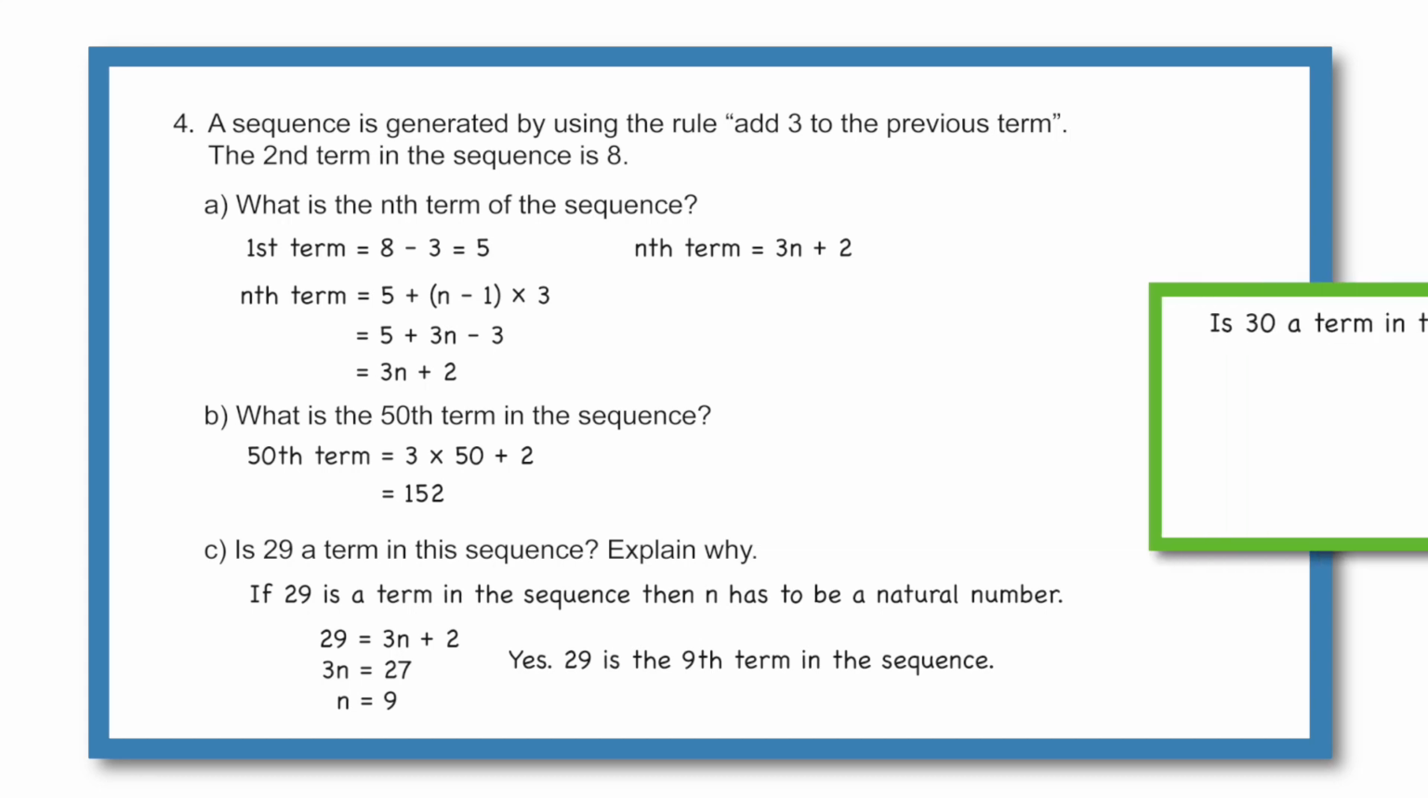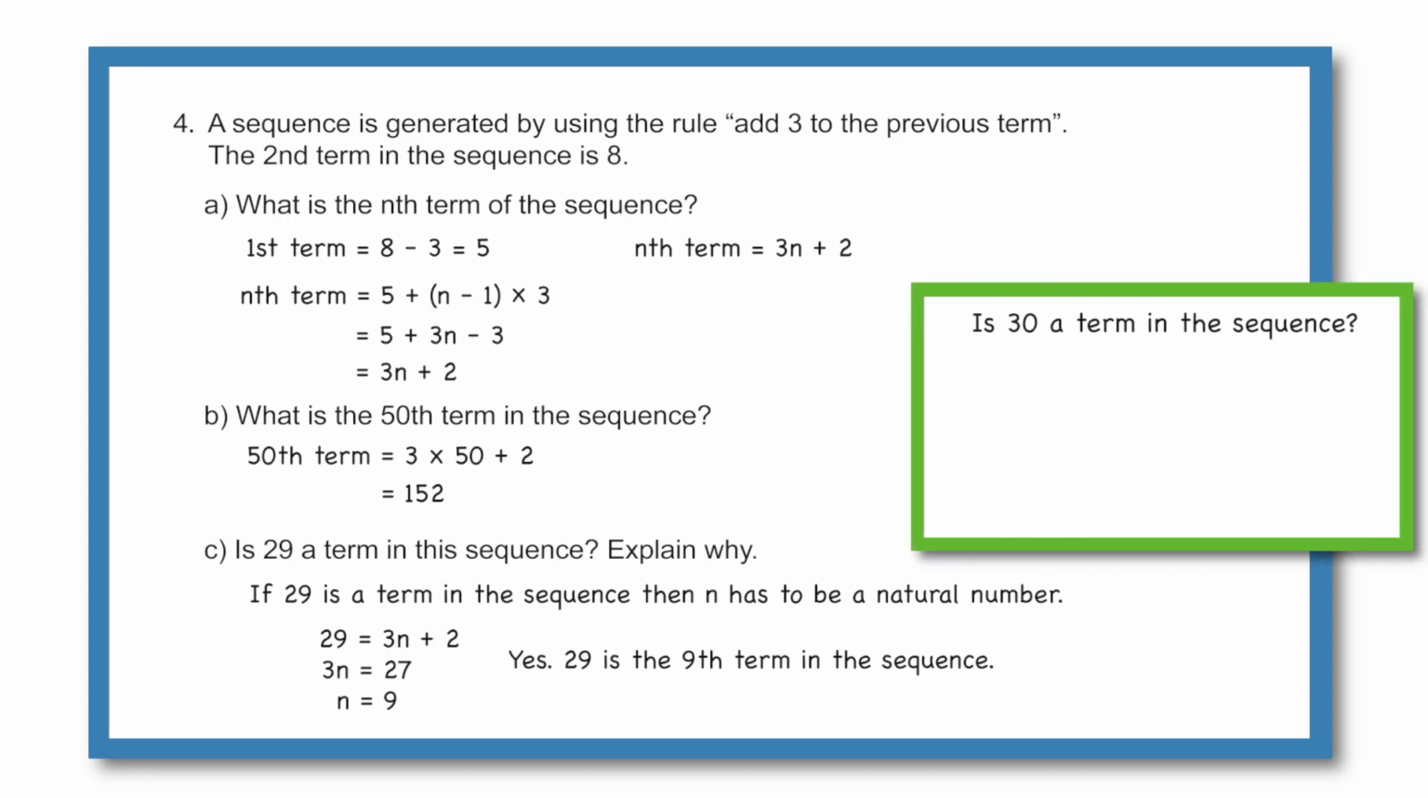Let's just say the question had asked, is 30 a term in the sequence? Well, we then put in 30 is equal to 3n add 2. This means that 3n would equal 28. And we'd end up with n is equal to 9 and 1/3. Well, you can't have a 9th and a 3rd of a term. n has to be a natural number, so 30 isn't a term in the sequence.